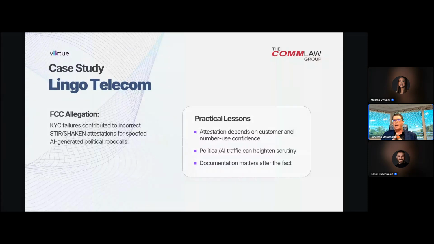If you're applying the highest level of attestation, you need the underlying facts to support it. Who's the customer? Who's the caller? Who controls the campaign? Who has the right to use the calling number? What did you verify? What did you document? And if a campaign looks sensitive, unusual, or high risk, did you apply a heightened review?